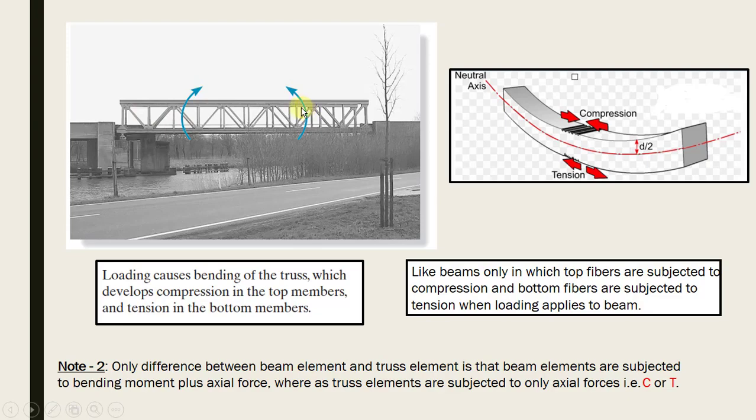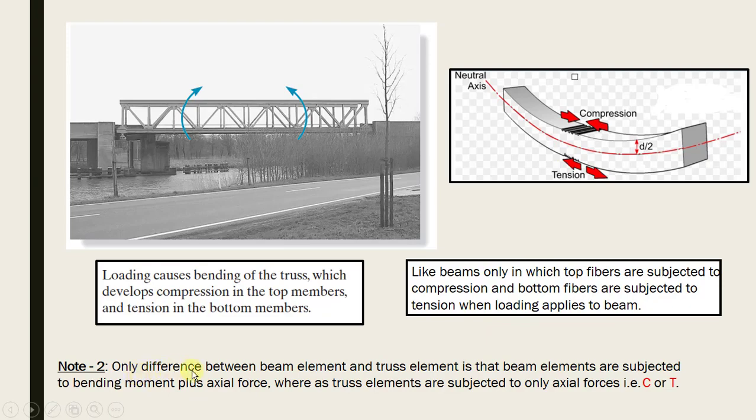There is one truss bridge spanning over a small river stream. Here loading causes bending of the truss, which develops compression in the top members and tension in the bottom members. Likewise, like beams, the top fibers are subjected to compression, that means fibers are coming together, and bottom fibers are subjected to tension, that means fibers are stretching apart when loading applies to the beam.